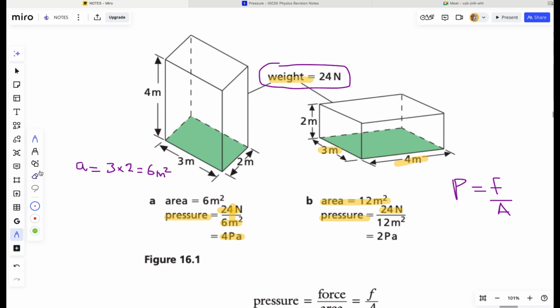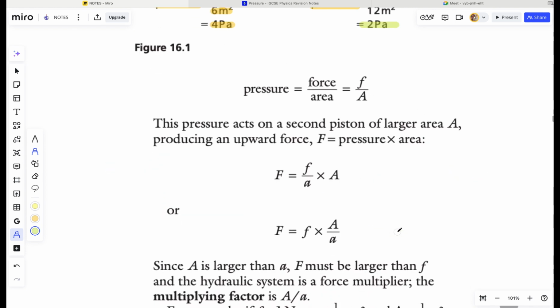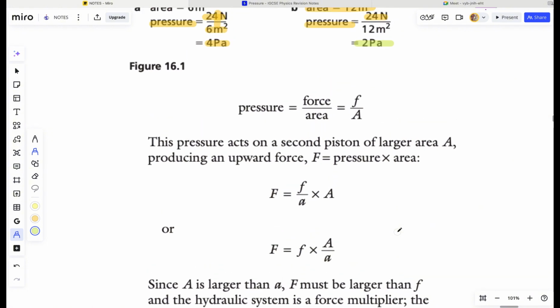Now what we see here is that the pressure here is only 2 Pascal. The area here was smaller, the pressure was bigger. The area here was bigger, the pressure was smaller. So that's what we're trying to let you know: the bigger the surface area, the smaller the pressure. This formula has been given, so we hope you take note.